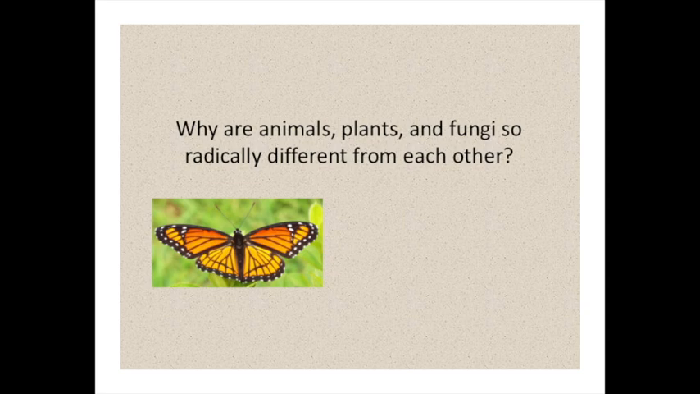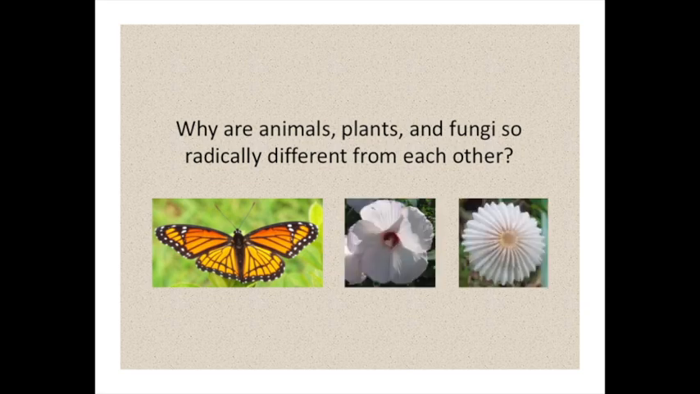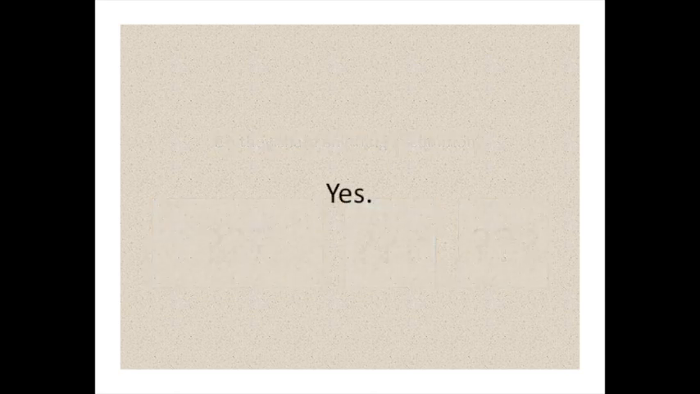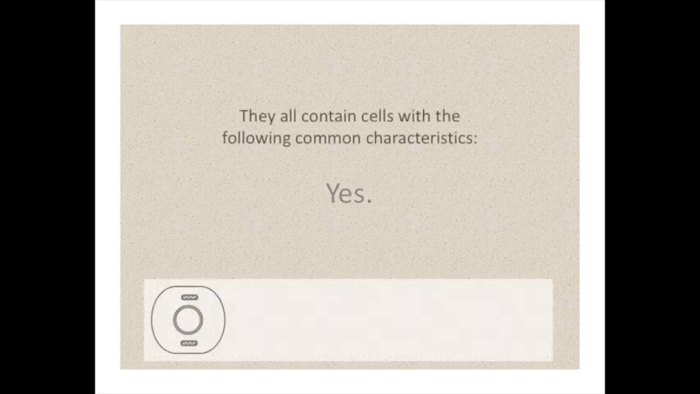Why are animals, plants, and fungi so radically different from each other? Do they share anything in common? Yes. They all contain cells with the following common characteristics.